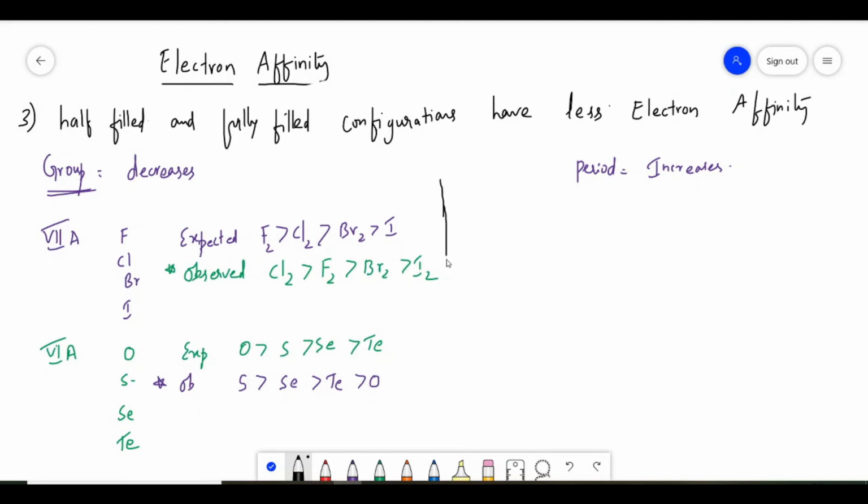Next, after this, the electron affinity is also having some exception in period. Why? Half filled and fully filled configurations are having less electron affinity.